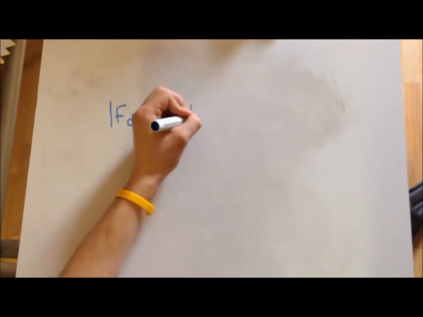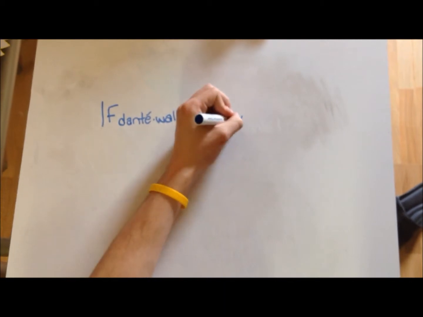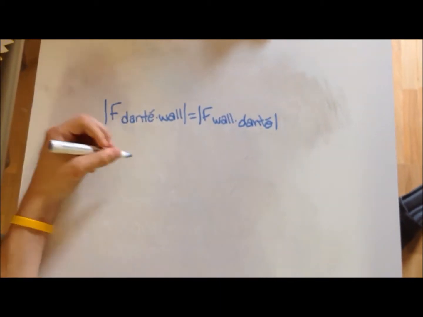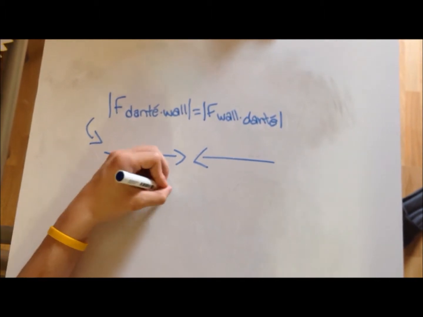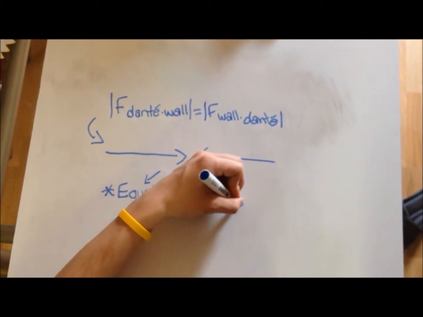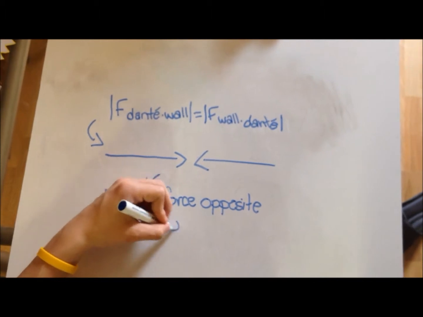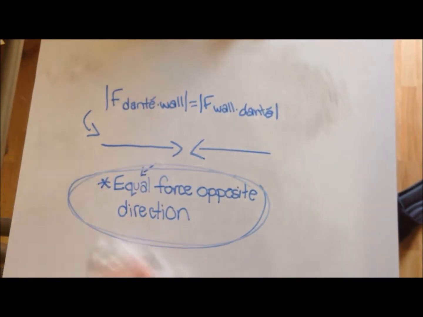I can show this algebraically by putting the absolute value of the force of Dante on the wall is equal to the force the wall puts on Dante. But what's really important is that the force is equal, but the direction is opposite. Very important. You gotta know that. You definitely gotta know that.